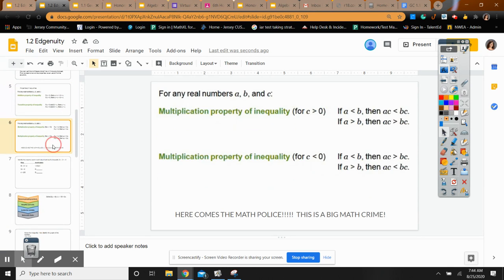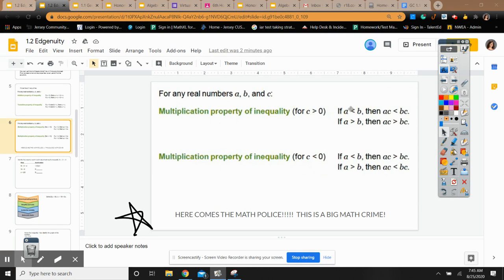What else do we have here? We have the multiplication property, and these are the big ones. This is the sticker. I used to tell my kids that the math police comes all the time when we do inequalities, and I would make a siren noise, and I thought it was really funny, but then one time a kid told me it sounded like a dying cat, so I don't make the siren noise anymore.